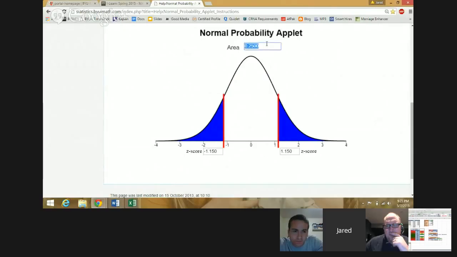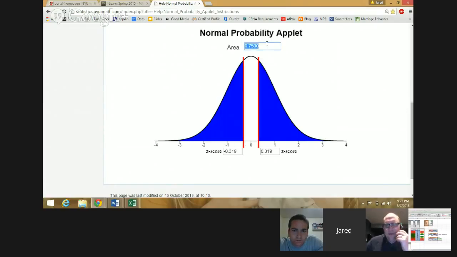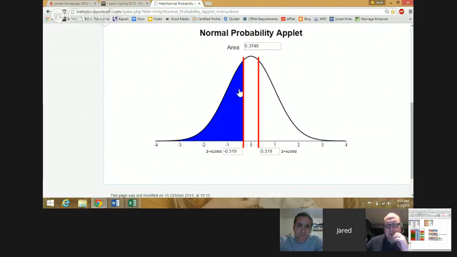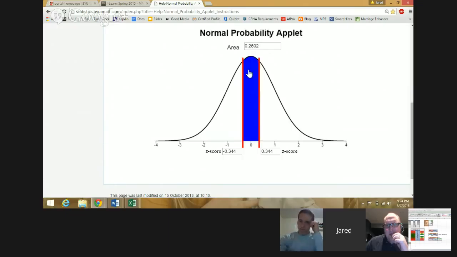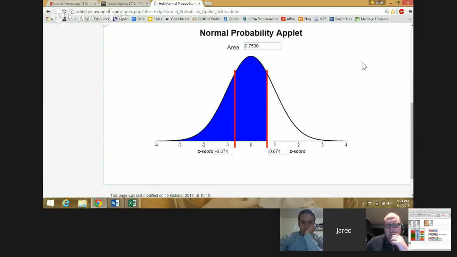Yeah, 0.25? So we want to calculate everything that's up to 75. You can click the middle and that one, because it's above 50. Yeah, there you go. Oh, I see. Because we're calculating the area of everything underneath 75.